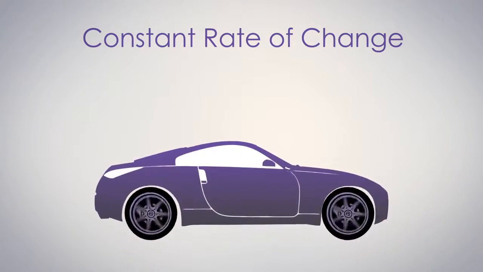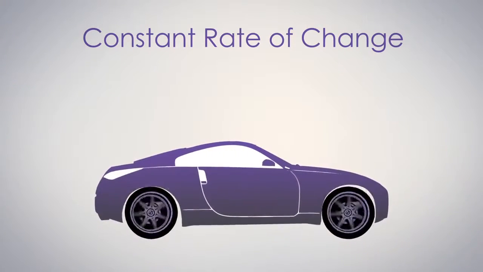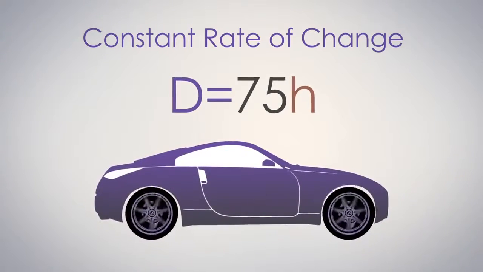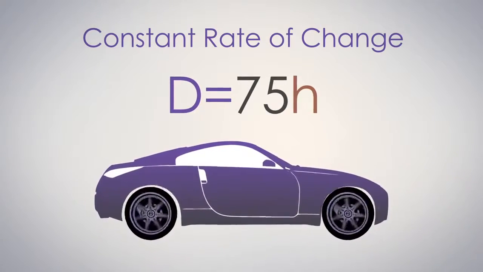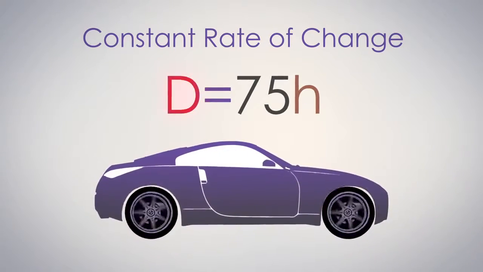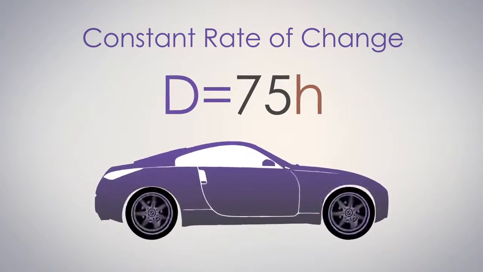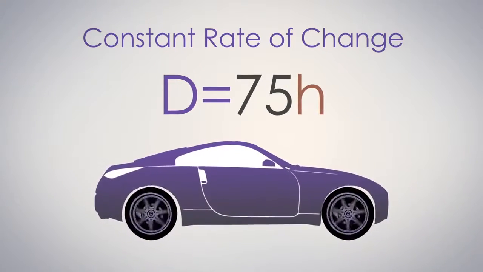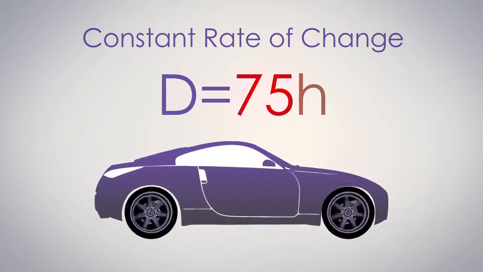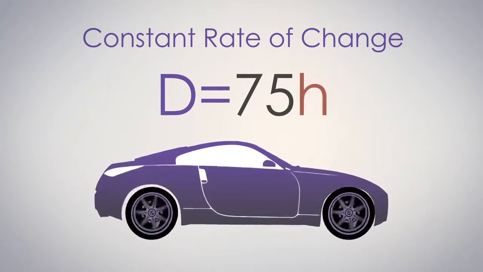So if we had a car that was traveling at 75 miles per hour, we could express this with the linear equation of d equals 75h, where 75 is the constant rate of change, d is the total distance traveled, and h is the number of hours the car has been running.